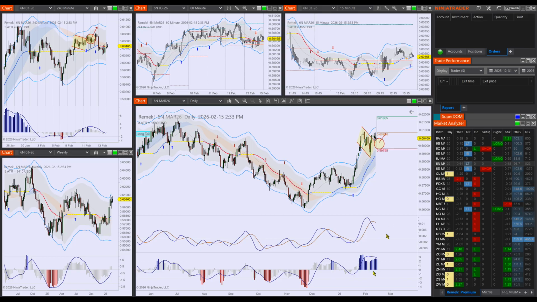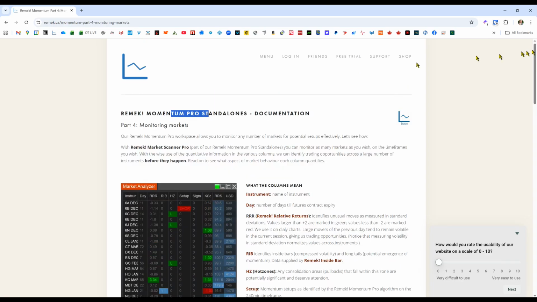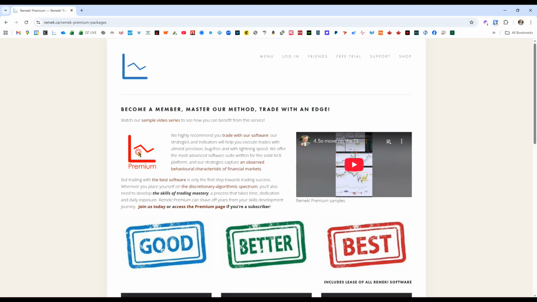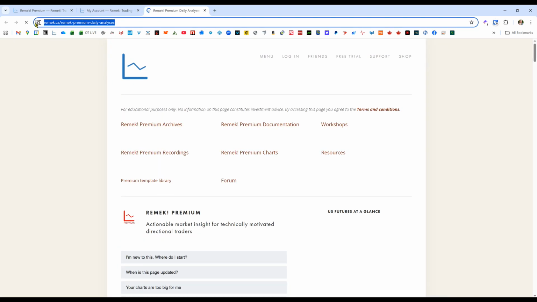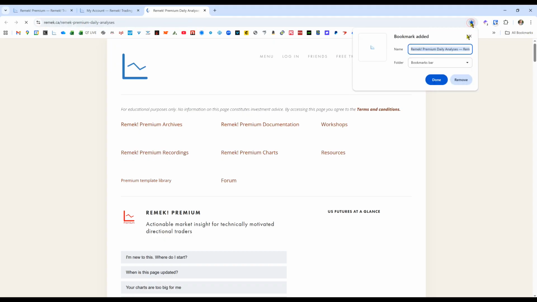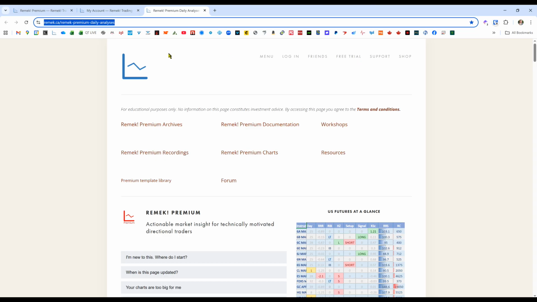Before we start looking at the charts, let me just show you, if you're a new user, our premium page. So we go to membership. When you see this premium logo, you just click on it and you can go to the premium daily analysis page. And here we go. Here's the link. You can also bookmark this page, of course, and then it will be available to you at all times. This is the page where we discuss the upcoming opportunities on the markets as generated by our methodology.